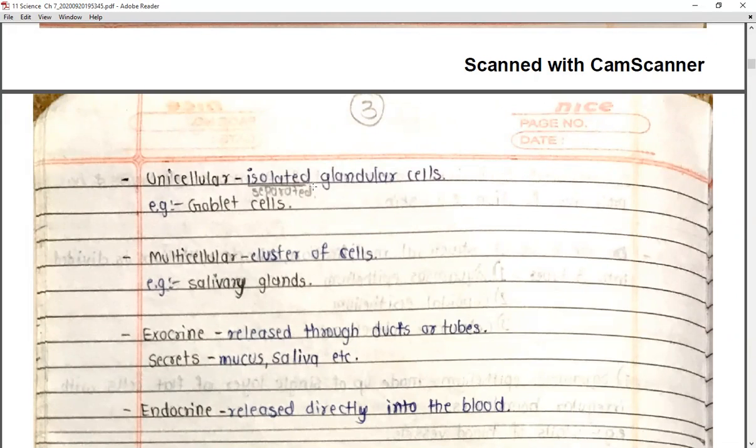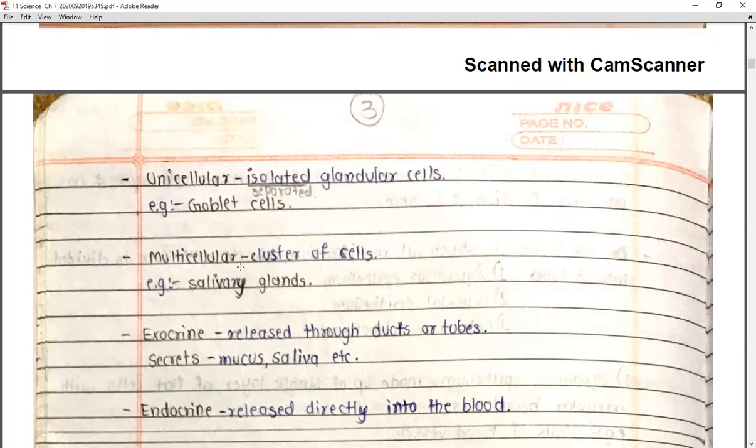They are separated from each other and they are present for the secreting function. For this reason they are unicellular in nature, right? And the example is goblet cells, which are found in the stomach. In the stomach you find three different types of cells, right? And they do different types of functions. Amongst them one is the goblet cell, and this goblet cell is responsible for secreting the mucus, right?